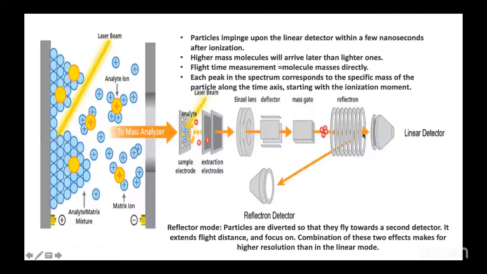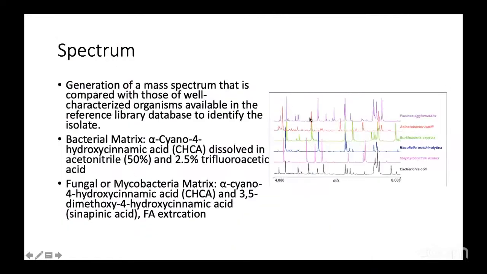It does not only read it once; it also reflects the ions so that they fly towards a second detector. This extends their flight distance and also improves focus. Then it combines this data and gives you those peaks, the mass spectrum. Depending on how these mass to charge ratio particles have been vaporized, it is a very specific signature for a particular organism. The database holds all these signatures and continues to give you the result.